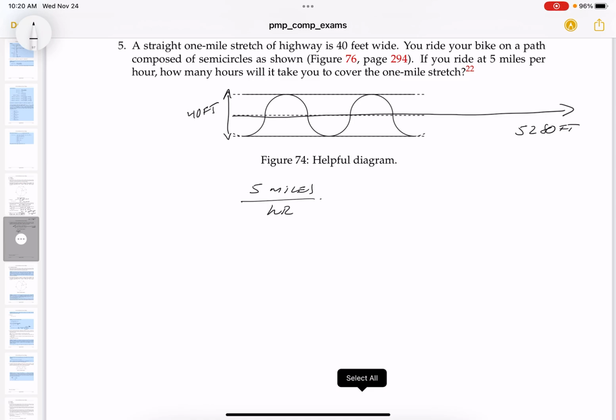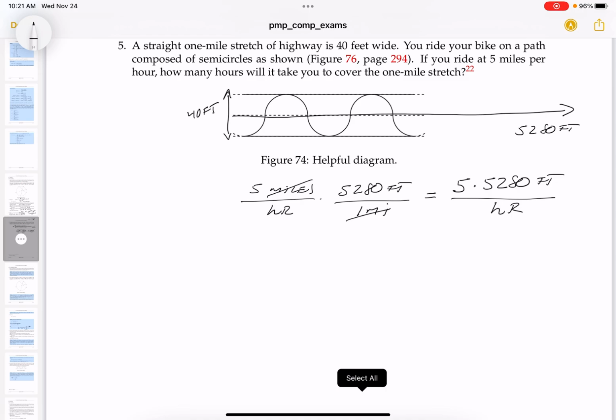I'm going to convert that to feet because it looks like they're just speaking in feet. So there's going to be 5,280 feet in every 1 mile. And again, if you didn't know that, that's in the footnote. I can understand not knowing that, by the way. So his rate is going to be, I'm not going to multiply that because he's not asking that question. So it's 5 times 5,280 feet per hour.